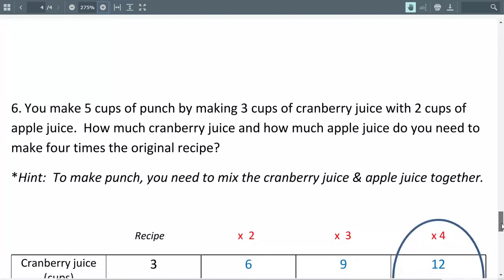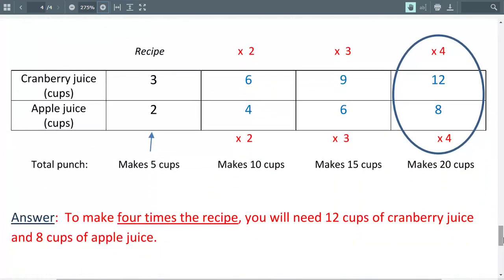Now, how much cranberry juice do you need to make 4 times the original recipe? So here I decided to make a table. I'm comparing cranberry to apple juice. I first started off with the recipe. 3 cups of cranberry and 2 cups of apple makes 5 cups of punch. So I wrote that in the bottom, that it makes 5 cups. Now, I wanted to fill out a table, and I showed, what if I doubled the recipe? So I multiplied by 2. Then that would make 10 cups of punch. I would need 6 cups of cranberry juice, 4 cups of apple. Then the next column, what happens if I took the recipe, multiplied it by 3?